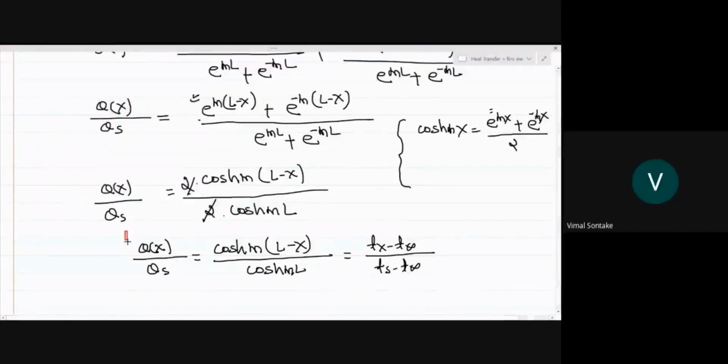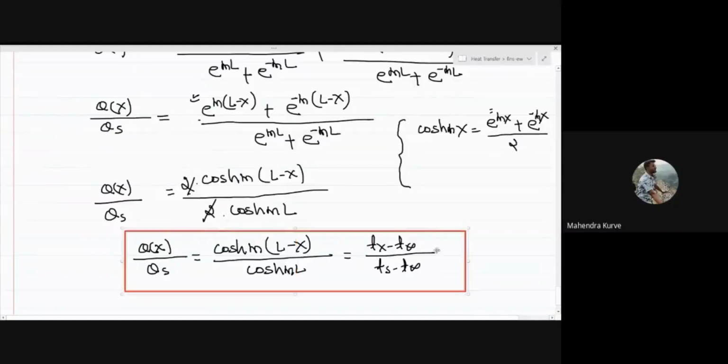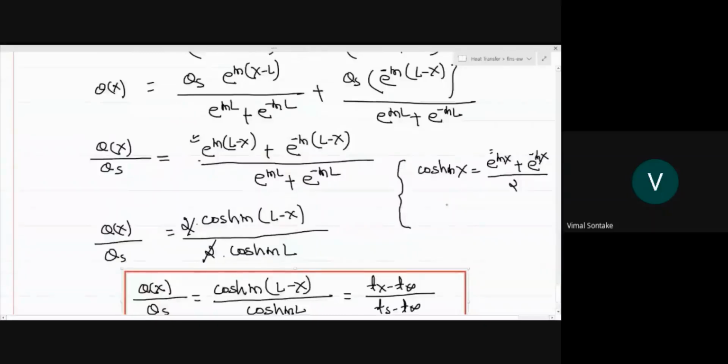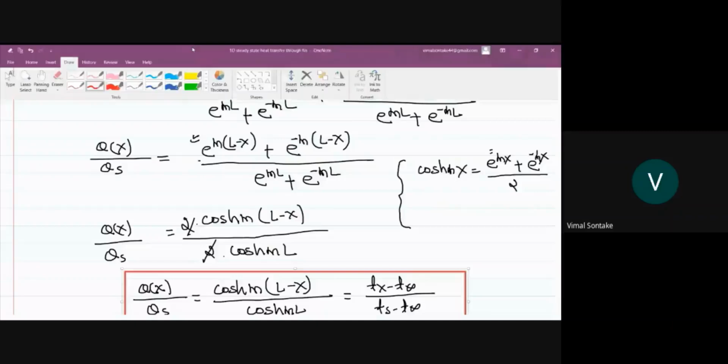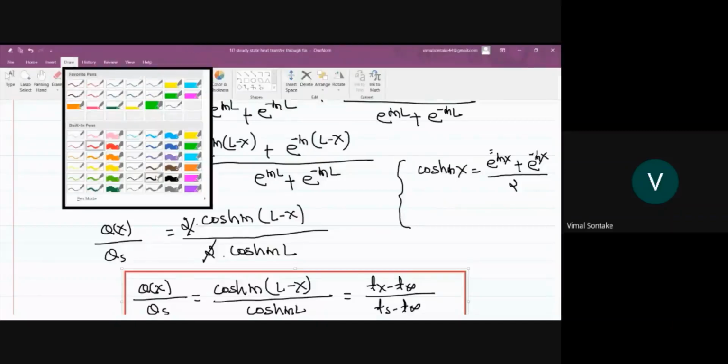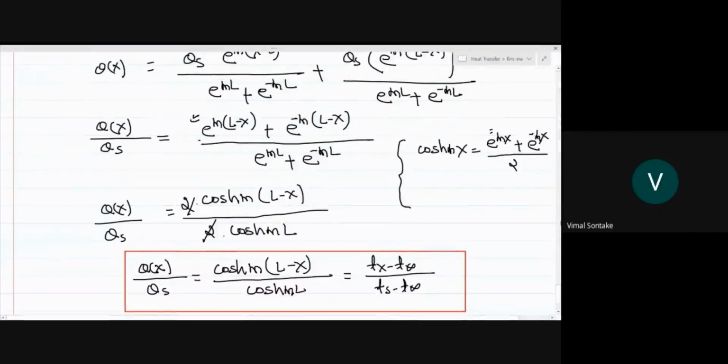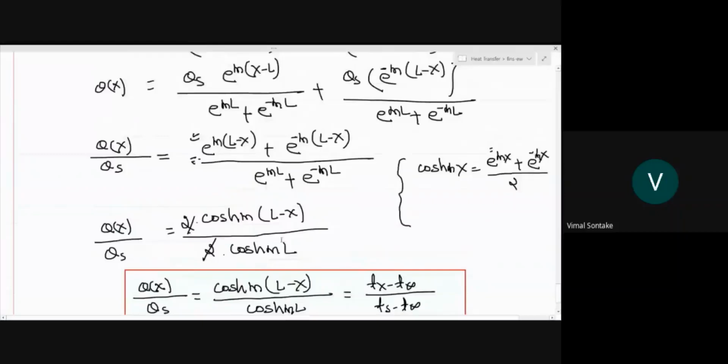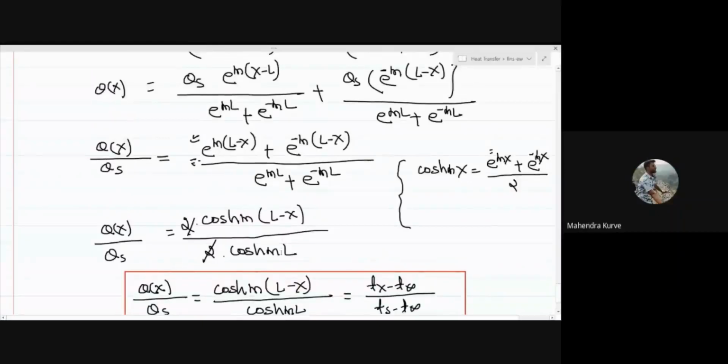Sir, the first equation is wrong, sir. E to power m x minus L, sir. Which one? Sir, the third one. Okay, wait, wait. Just a minute. This one? Yes, sir. X minus L, sir. It should be x minus L.